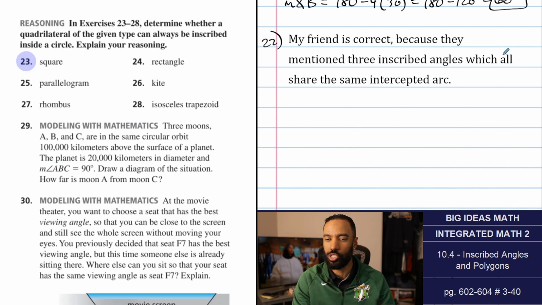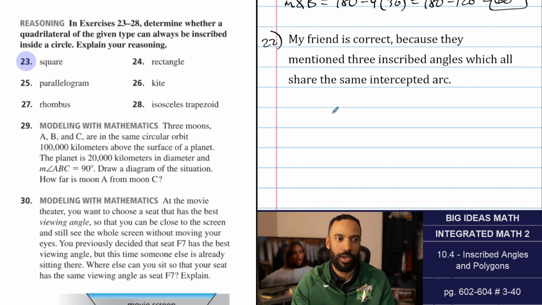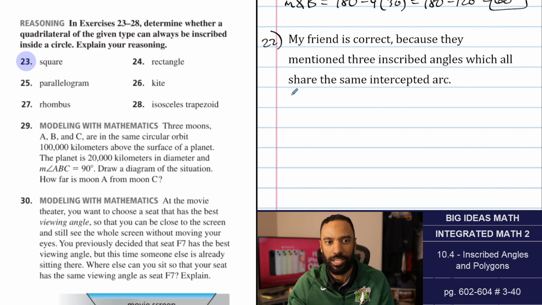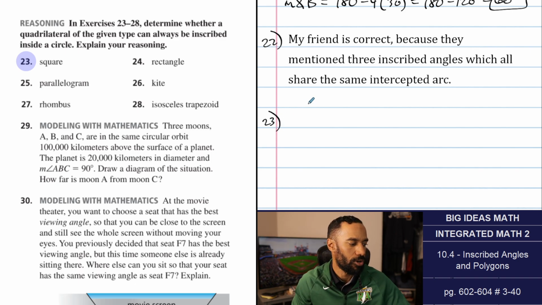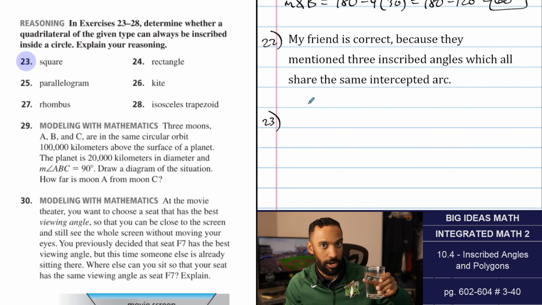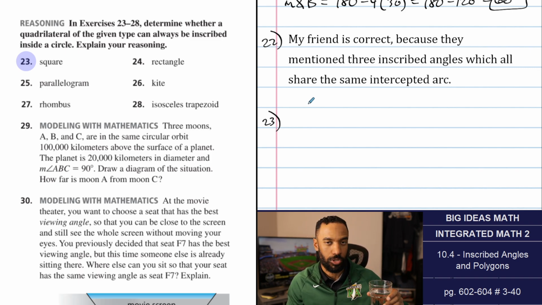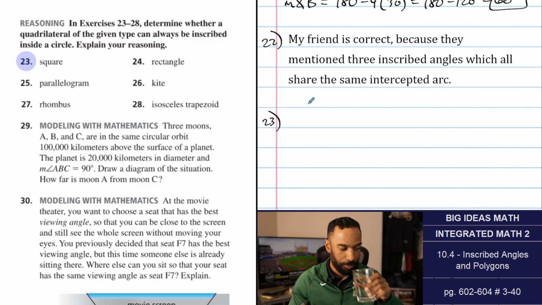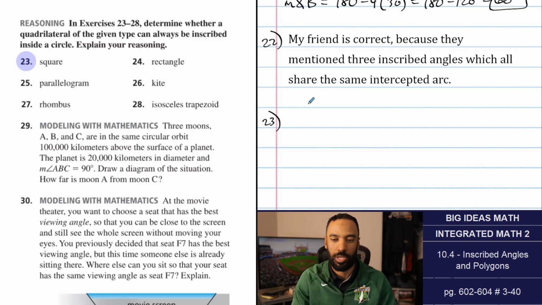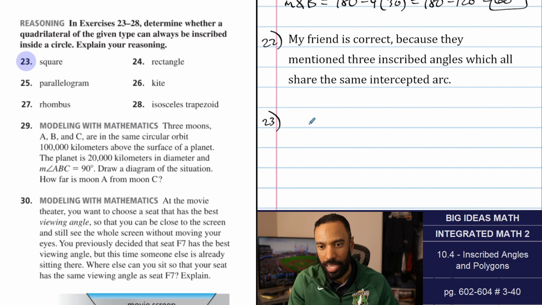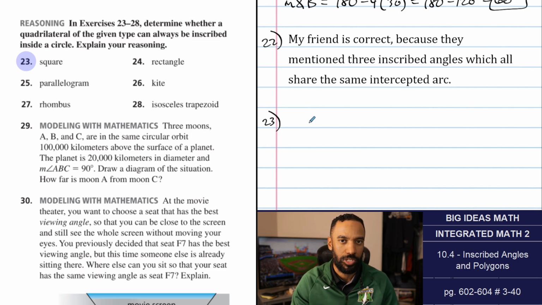All right, numbers 23 to 28. In these, determine whether a quadrilateral of the given type can always be inscribed inside a circle. Well, notice that when quadrilaterals are inscribed inside a circle, their opposite angles are supplementary. We have to ask ourselves, are all squares' opposite angles always supplementary? Are all rectangles' opposite angles always supplementary, stuff like that? So I'll state it one at a time.